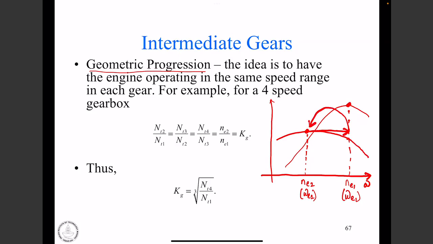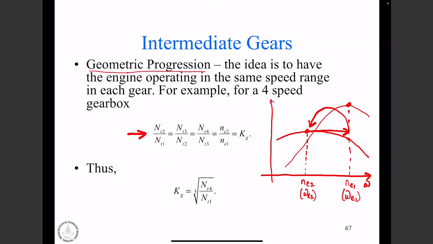That essentially will have the subsequent gear ratios be in a geometric progression. So what is a geometric progression? If you have a set of numbers, and the ratio of any two successive numbers is the same, that's a geometric progression.